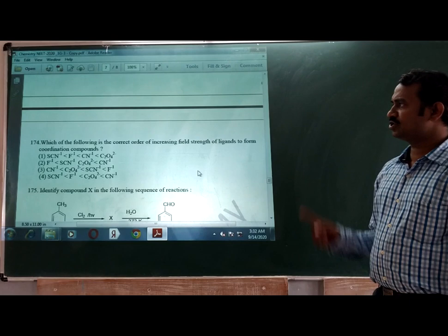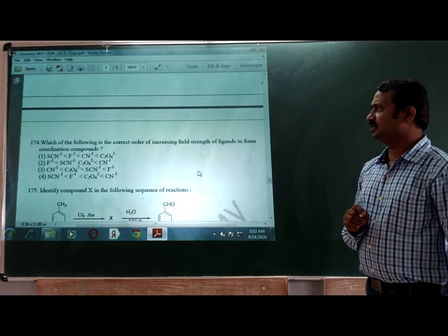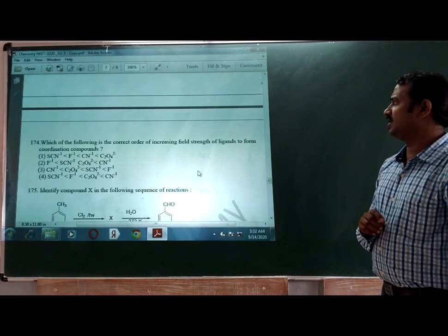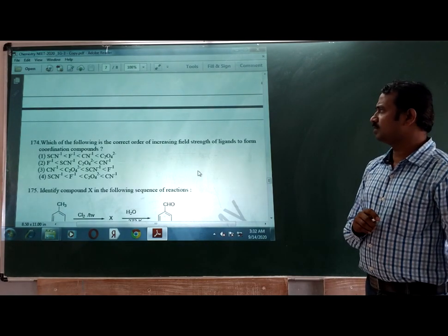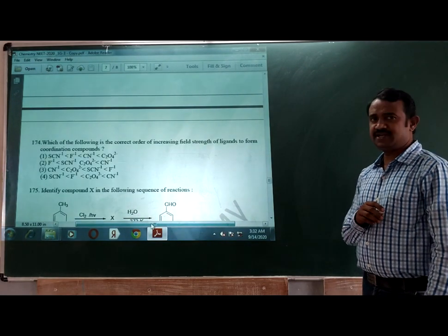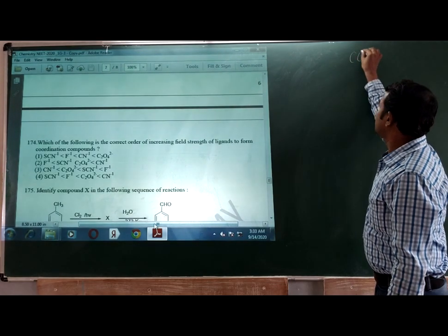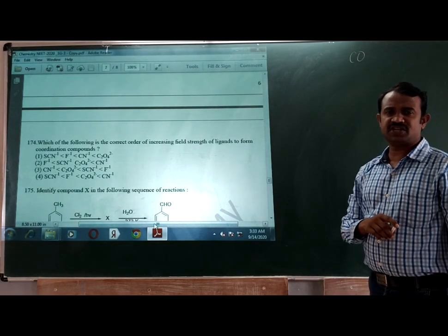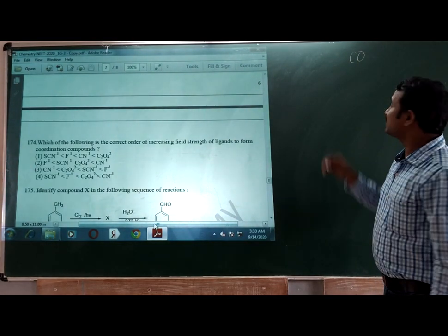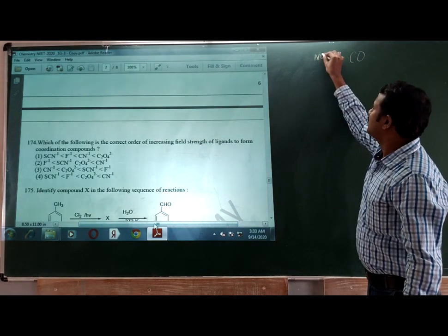Okay student, next question. Which of the following is the correct order of increasing field strength of ligands to form coordination compounds? Of the strength of ligands, carbon monoxide or carbonyl compounds have more strength compared to cyanide. Cyanide has more strength compared to nitro.